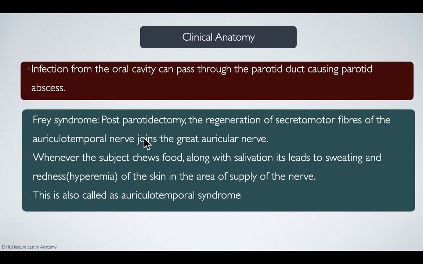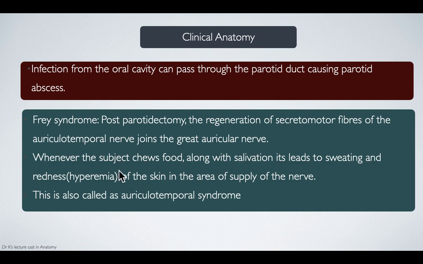Here, post parotidectomy, if there is any surgery involving removal of the parotid gland or any surgery involving the parotid gland, we know the auriculotemporal nerve carries the secretomotor and sensory innervation for the parotid gland, and the skin over the parotid gland, the fascia, is supplied by the great auricular nerve. So this is for the sensation to the skin, and this is related to salivation.